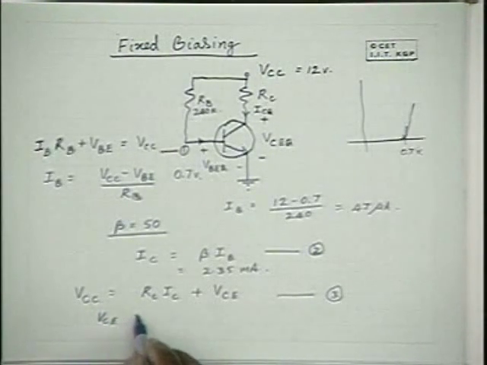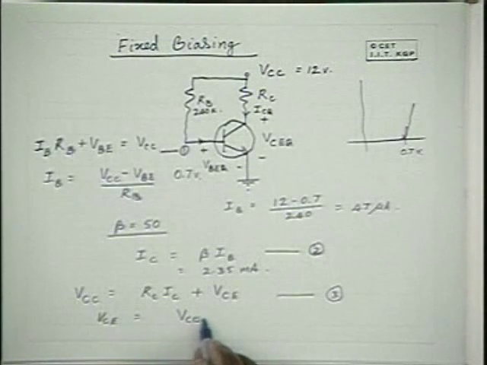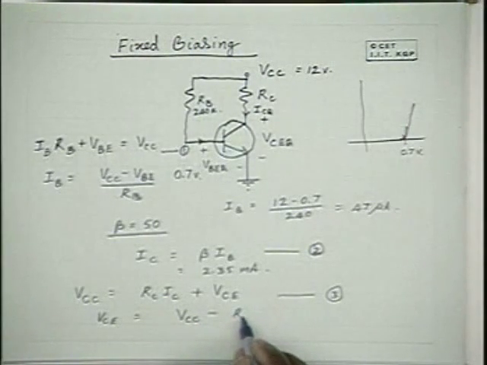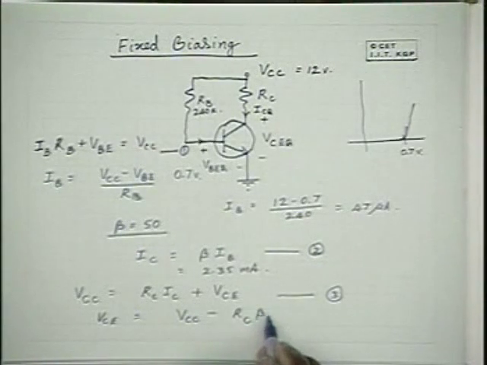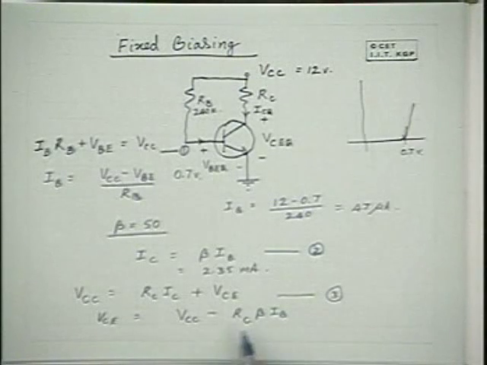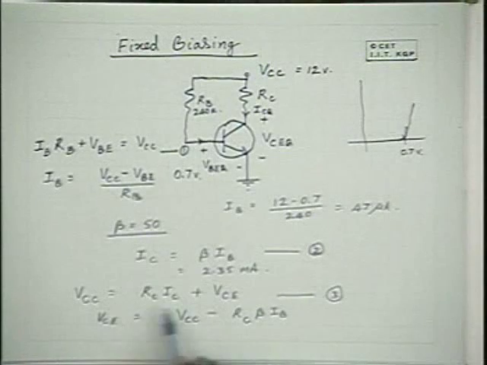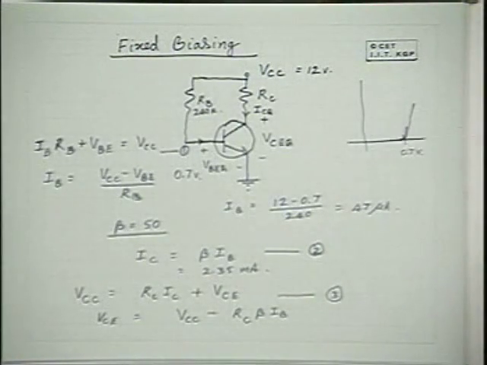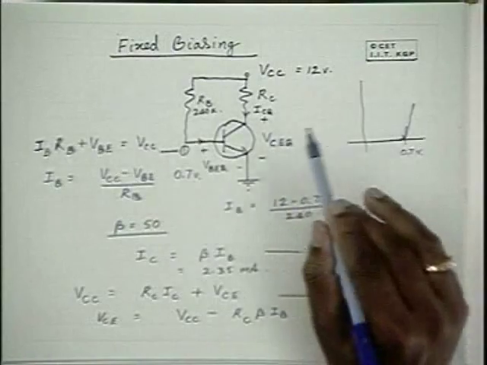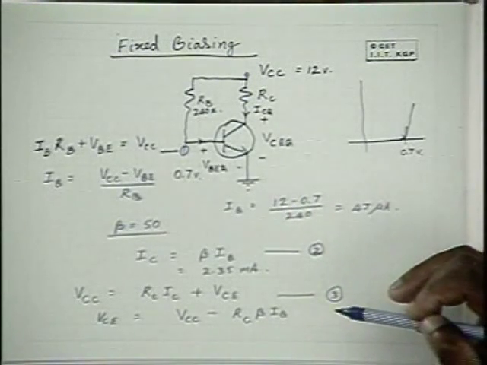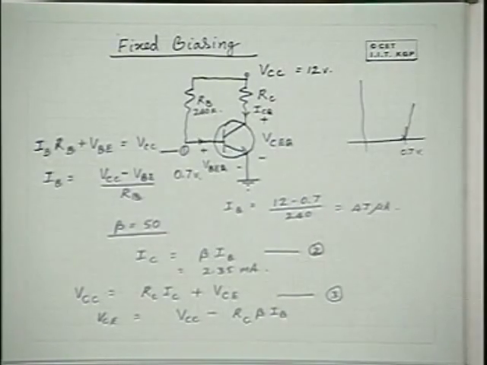Therefore, VCE is VCC minus RC IC. Our IC is beta IB, so VCE equals VCC minus RC beta IB. So now this equation tells you how much is the VCE. This is how we can analyze the circuit and get the quiescent point. Given the circuit values, you can get the quiescent point. That is the analysis here.